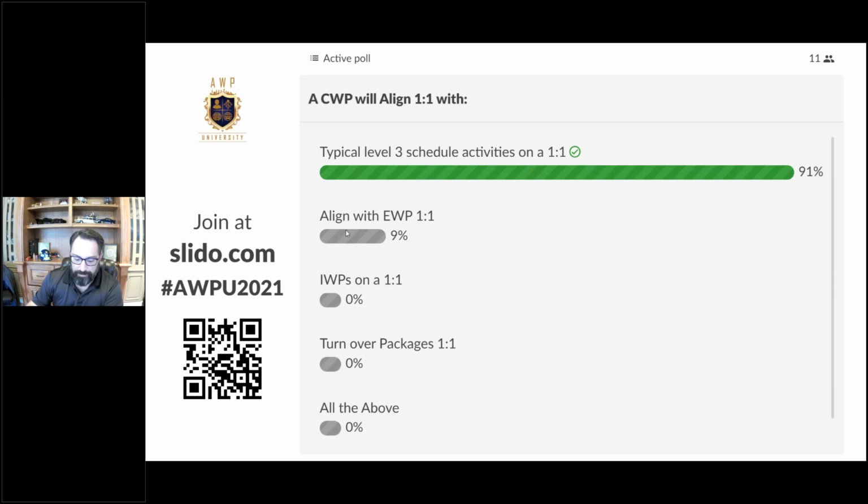Good job. And align with an EWP on a one-to-one, that's not a bad answer. That is a goal. It just unfortunately doesn't realistically happen due to the web of interface and the multiple uses of different drawings across multiple CWPs. So you're going to have influence of EWP across multiple CWPs, just thinking about the different drawings. But that is a good answer because that is a goal. We just will never get 100% one-to-one there, but we try.